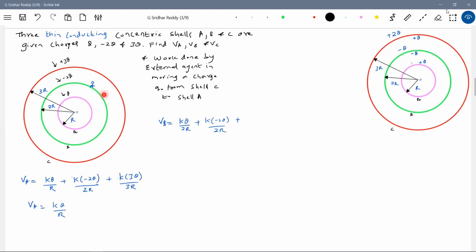Then shells A and B are not there. I'm inside shell C. So the potential should be K. These two will get cancelled, no? You could have chosen some minus Q, you would have got some different answers. Any charges you can pick up, it doesn't matter. Even this radius R, 4R, 5R also you can pick up.